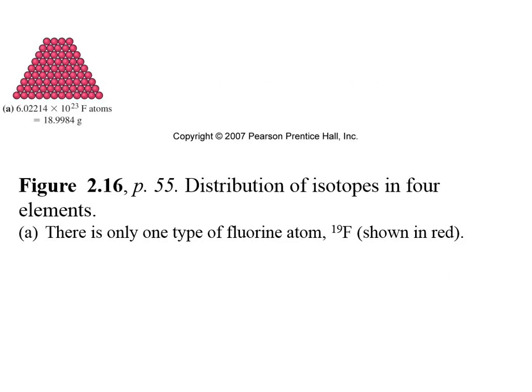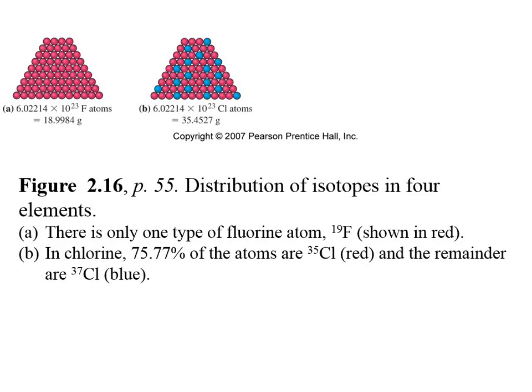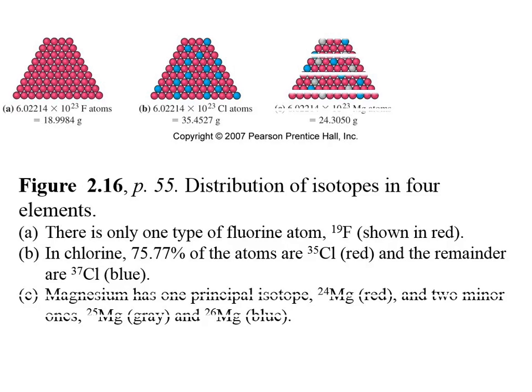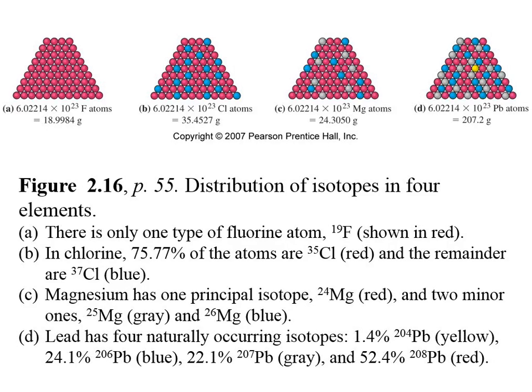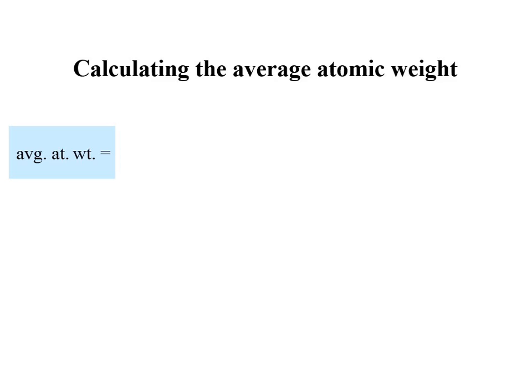So, if you're a visual person, fluorine has no isotopes, so they're all red, okay? Here we have chlorine, 2 isotopic forms of chlorine. Notice there are a bunch more of the red ones. That would be this 75.77%. Fewer of the blue ones. Okay, that would be the chlorine 37, magnesium, and lead. So just kind of a visual sort of thing.